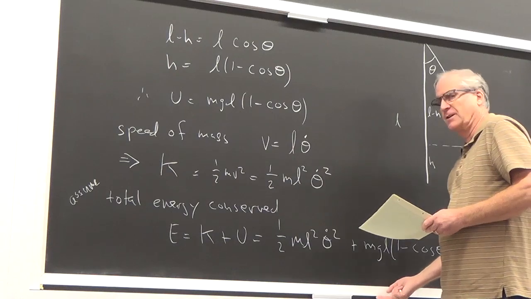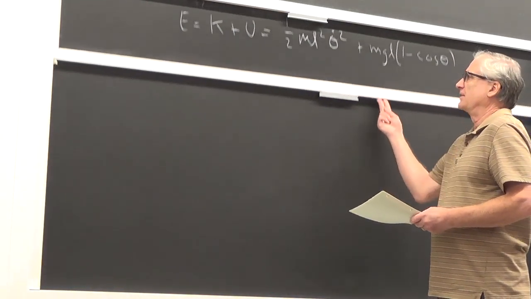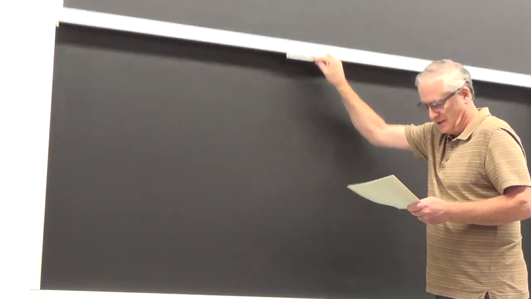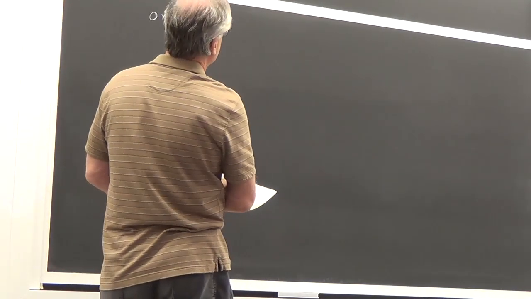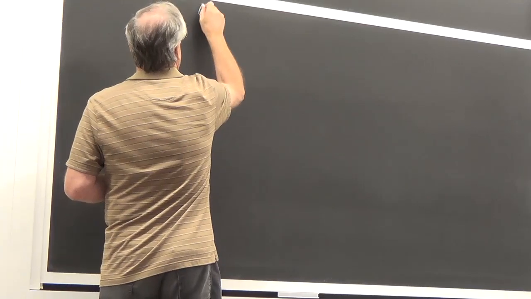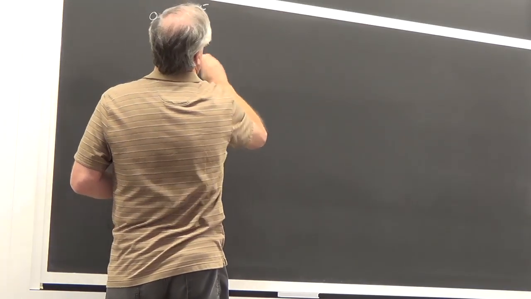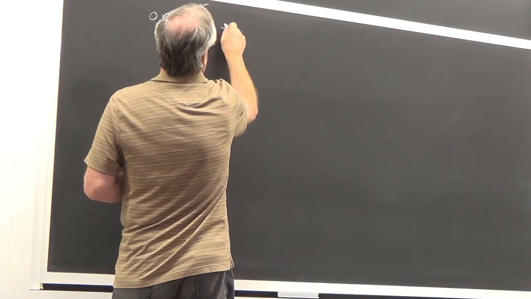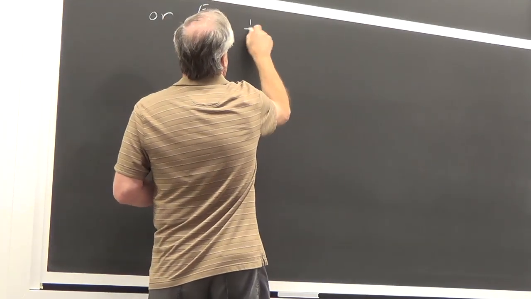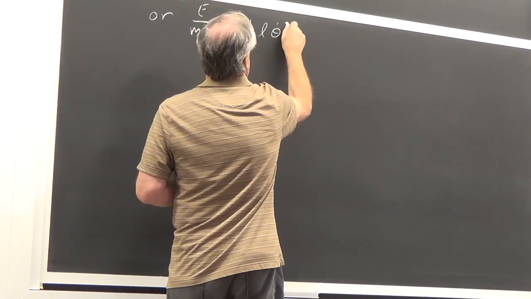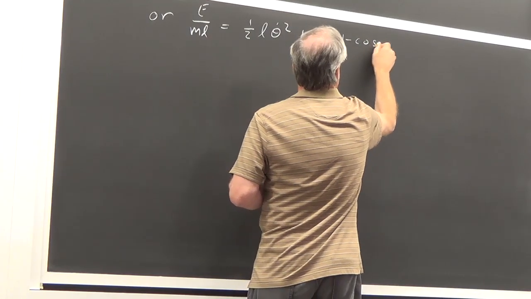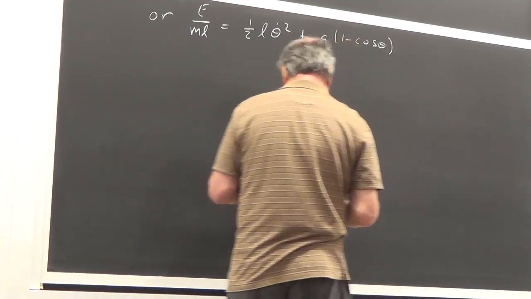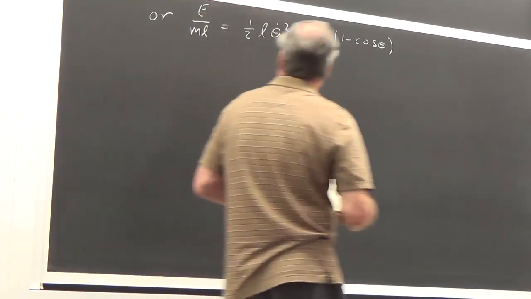Let's just rewrite it a little bit to collect our thoughts and get rid of some symbols that we don't need. So I'm going to re-express. I'm going to just divide by mL. E over mL is equal to 1/2 L theta dot squared plus g times 1 minus cosine theta. That's equal to a constant.